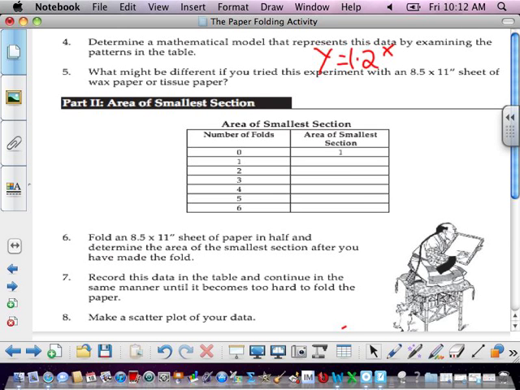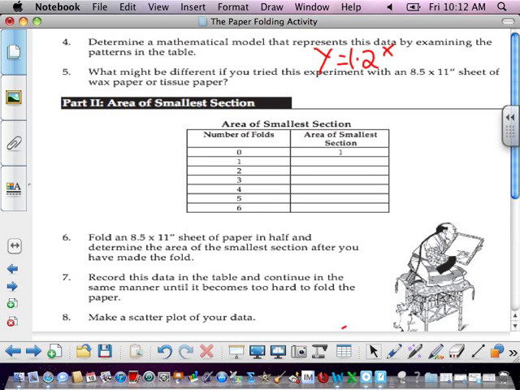If you put it in your graphing calculator and chose to do an exponential regression, it would give you this as your equation. But we know from doing it, doubling means you're taking it to the second power. So if we stuck in 4, 2 times 2 is 4, times 2 is 8, times 2 is 16. 4 folds, 16 sections.